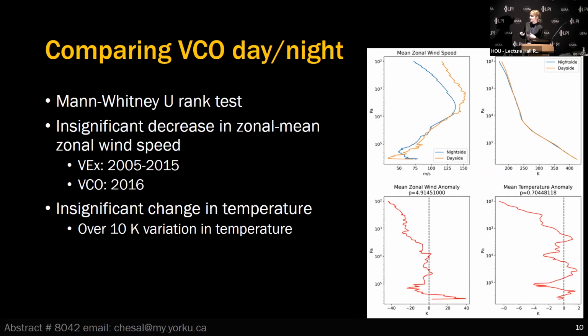And then we did this with the day side and the night side on the Akatsuki data. There was a decrease in the night side winds compared to the day side winds at the cloud top in the mesosphere, but they weren't really significantly any different in the lower end of the data. And there was an insignificant change in temperature.